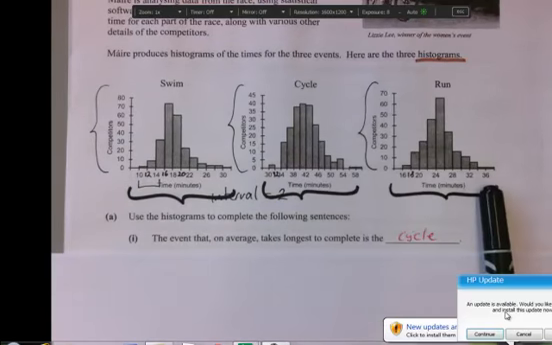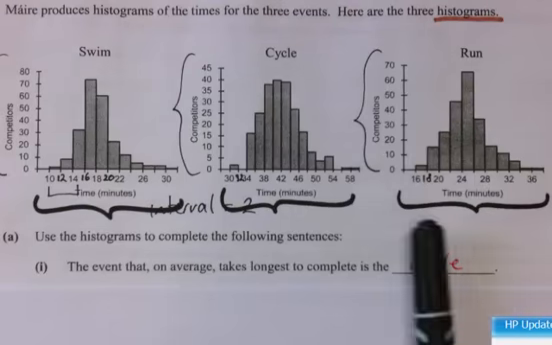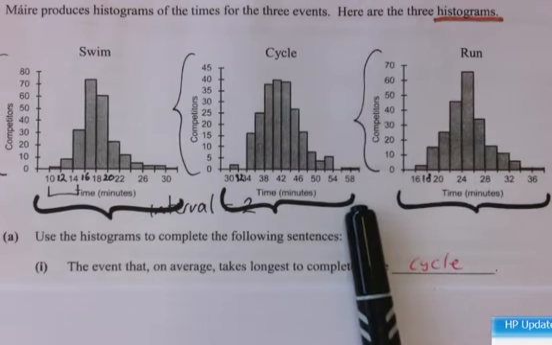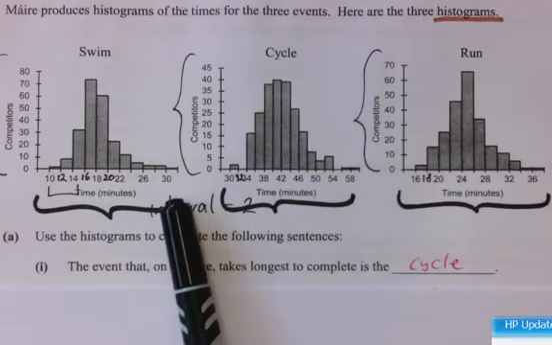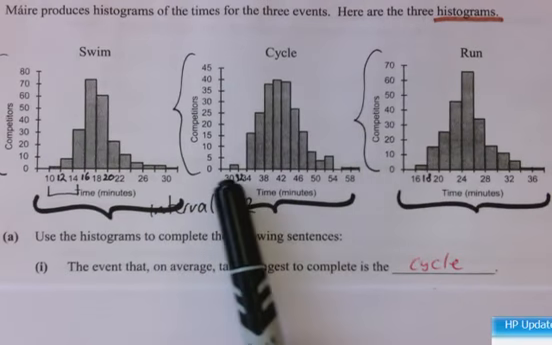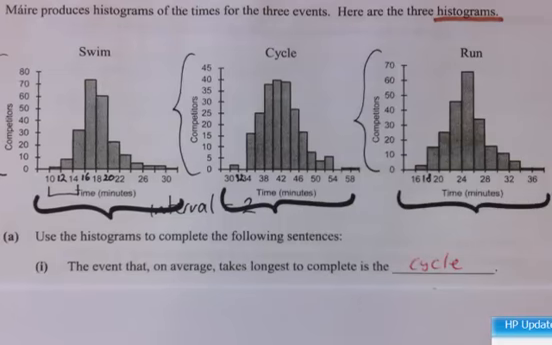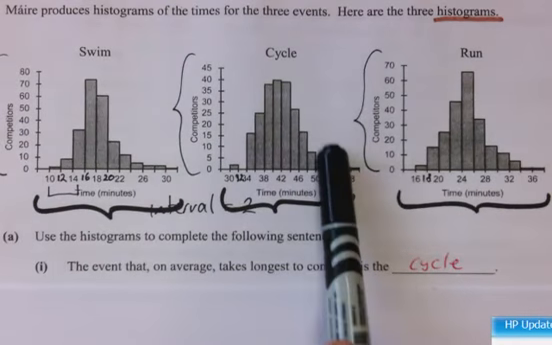So I suppose the longest competitor took 38 minutes to complete the run. The longest competitor took 60 minutes to complete the cycle and 32 minutes to complete the swim. So it's an analysis of the scales along the bottom, along the x-axis, so to speak, that will allow you to answer that question. So our answer here is the cycle, because it took longest to complete.